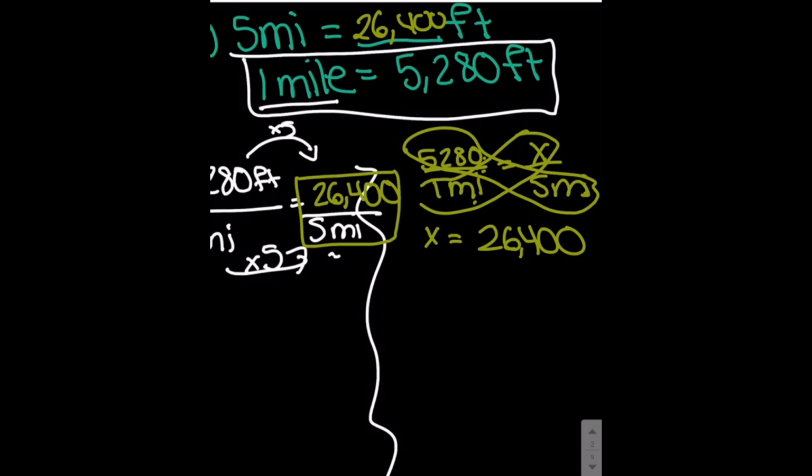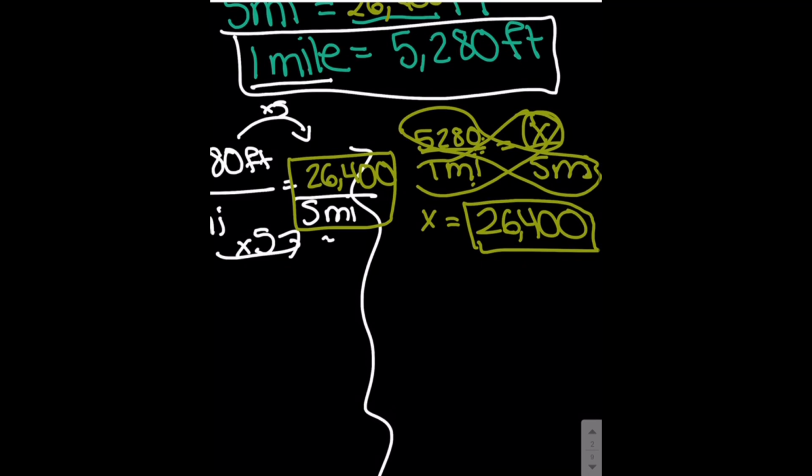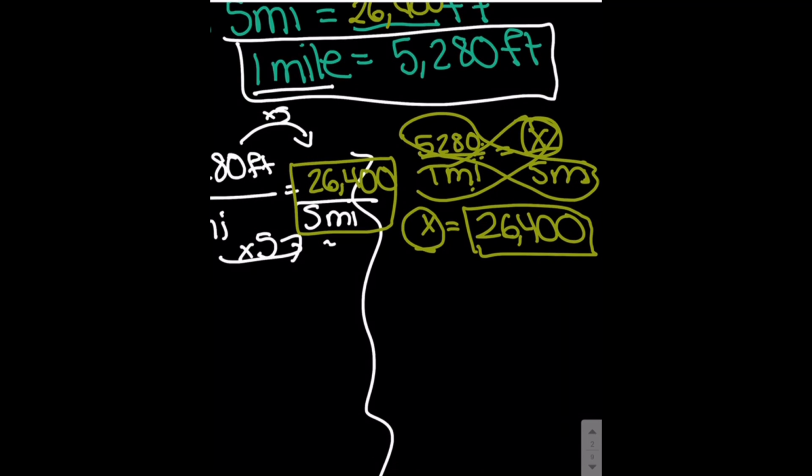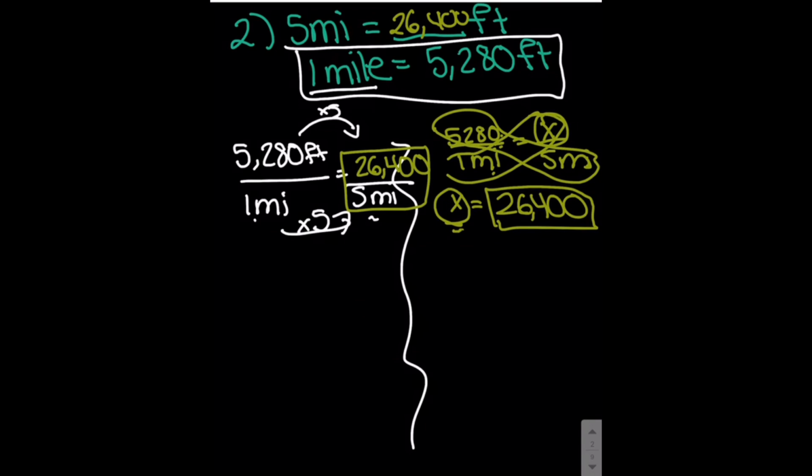So this was feet to feet. It's always feet to feet, miles to miles. So always the numerator matches the numerator, denominator matches the denominator. So the x represented the feet. So yeah, that's your new conversion right over here. That's the feet that you were just looking for.